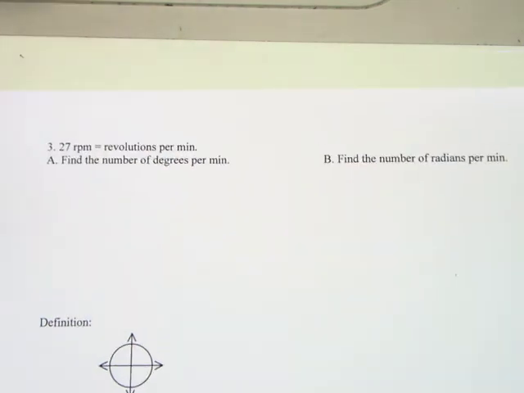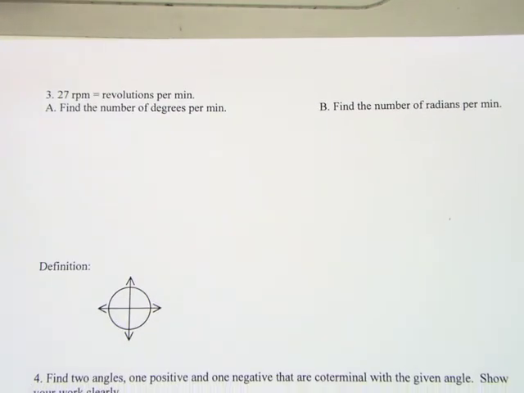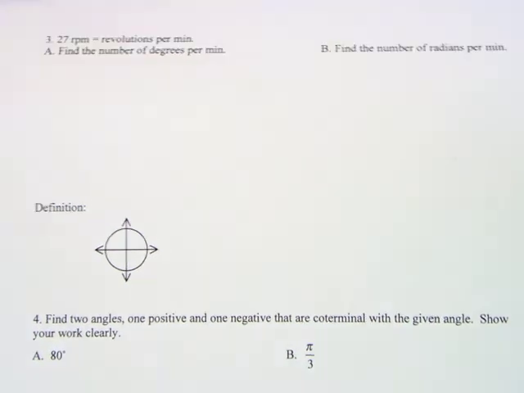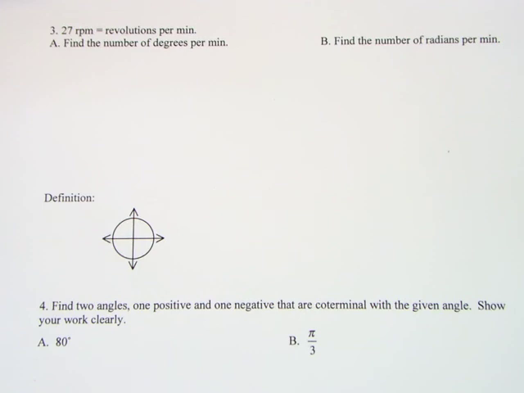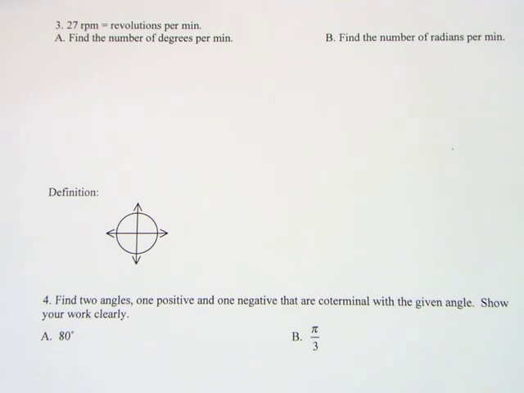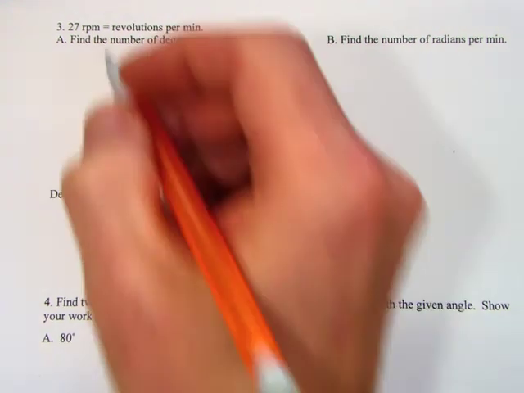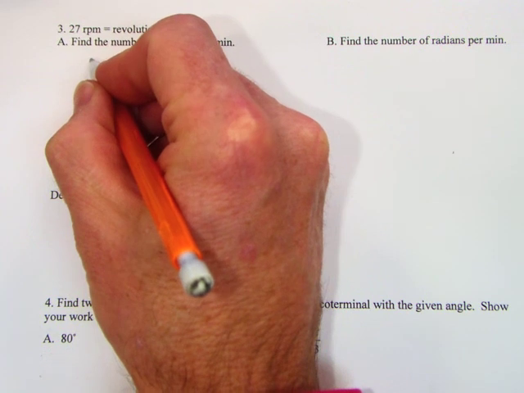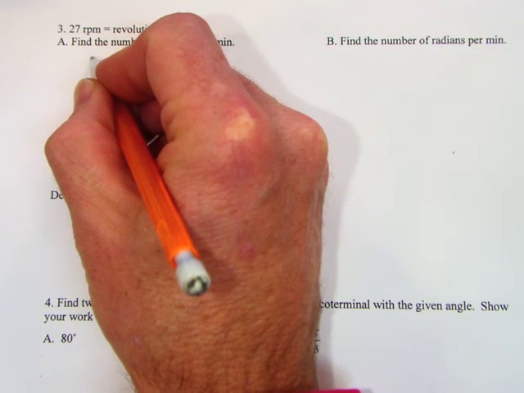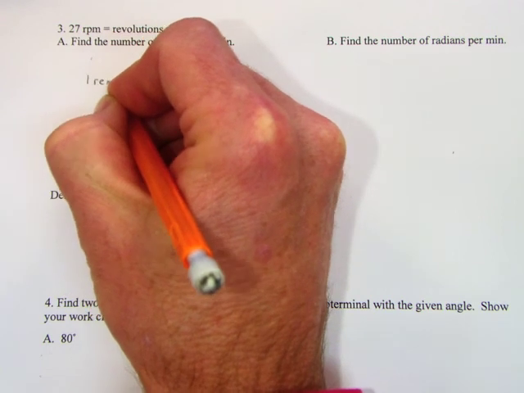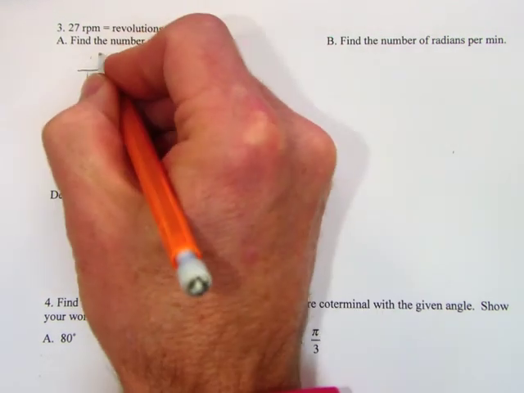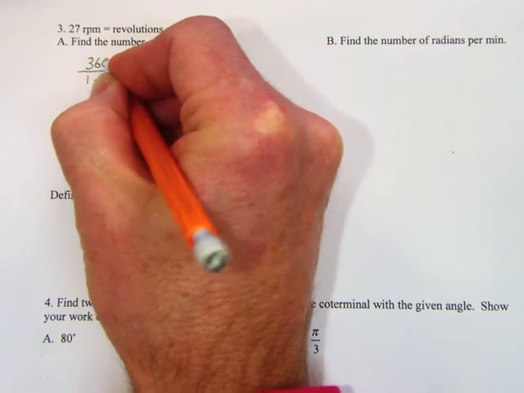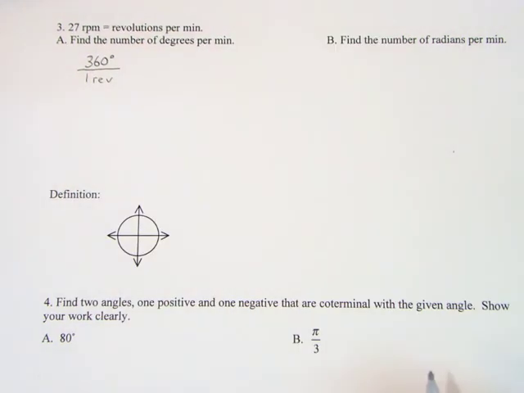Let's take a look at the next piece. Now we have this thing. It says we have 27 revolutions per minute. RPM stands for revolutions per minute. Find the number of degrees per minute. Now, how are you going to do this? Well, it's going to be very similar to this. We're going to say one revolution is how many, we're going to convert it to degrees, how many degrees? 360 degrees.